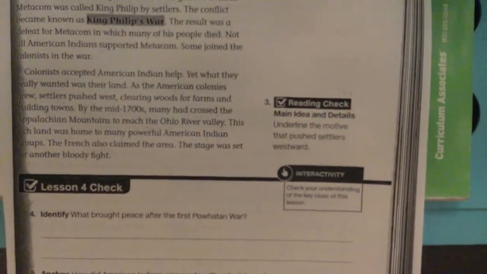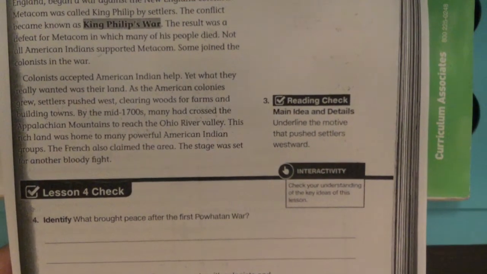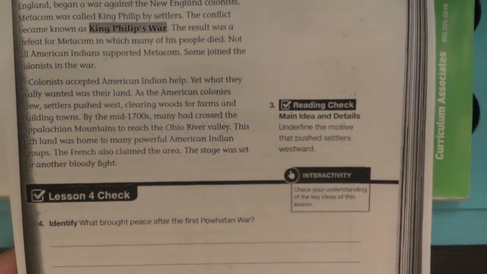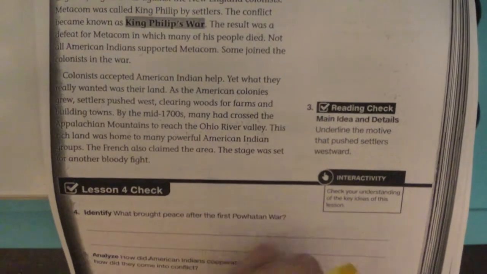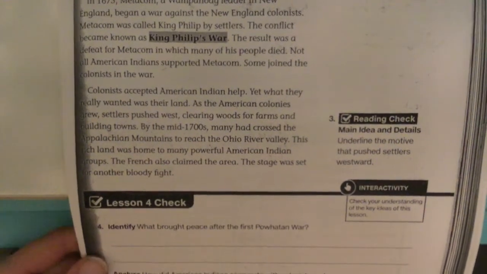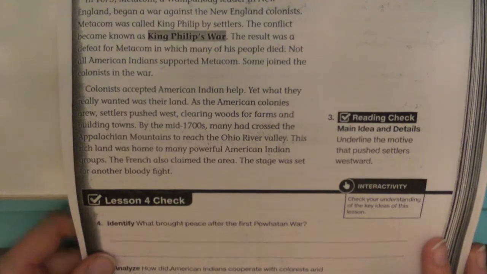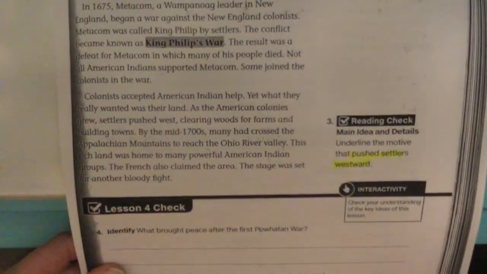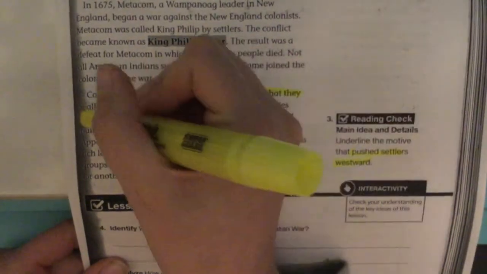So, our third reading checkpoint, before we get to the entire lesson 4 check, says main idea and details, underline the motive that pushed settlers westward. So we need to look back into the second paragraph here. And it just wants us to underline the motives, and I'm going to highlight it so that it's easier for you to see. So in the second paragraph here, it says that the colonists accepted American Indian help, yet what they really wanted was their land. Now we want something that's pushing the settlers westward. So why did they end up going westward? It's because they really wanted land.